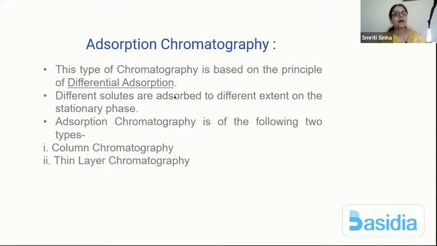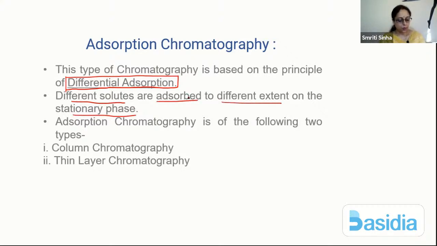So let's see adsorption chromatography first. The adsorption chromatography works on the differential adsorption principle. So this question comes for MCQ. Adsorption chromatography works on which principle? It works on the differential adsorption principle. That means different solutes get adsorbed to different extents on the stationary phase.